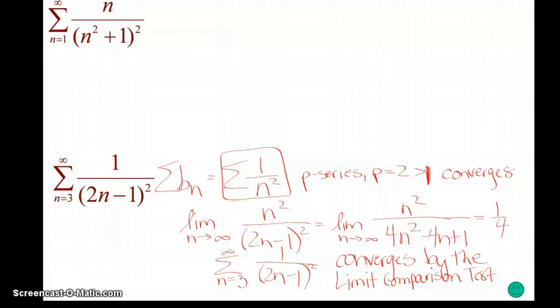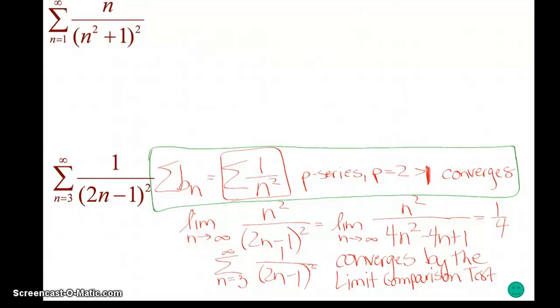All right, so we don't have to show near as much work as it originally looked like we were going to have to. The biggest thing that I would say is this is the kicker. Without that, you don't have a good justification for limit comparison test.